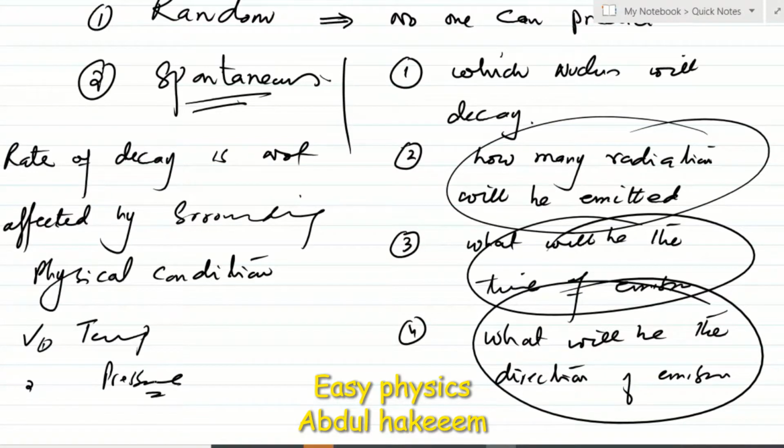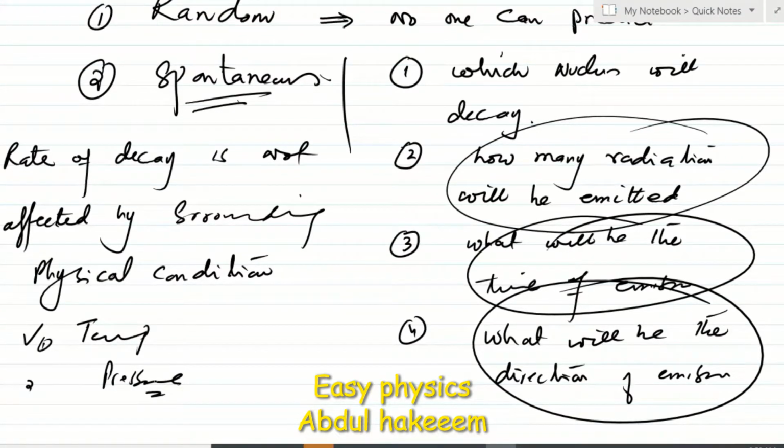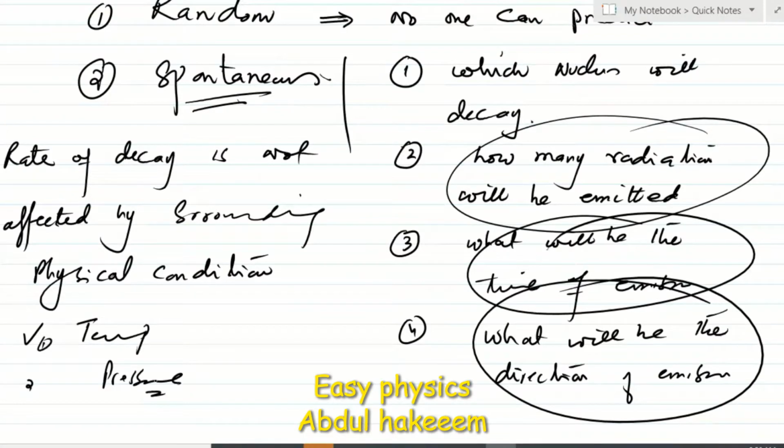We can't say that a hot sample, high temperature sample, will emit more radiation and the low temperature will emit less radiation. No, no effect of the temperature. If both samples are of the same size from the same element, then definitely they will emit the same number of radiations. So the rate of emission of radiation is not affected by surrounding physical conditions. Meaning by increasing the temperature, we can't change the number of radiation emitted per unit time.